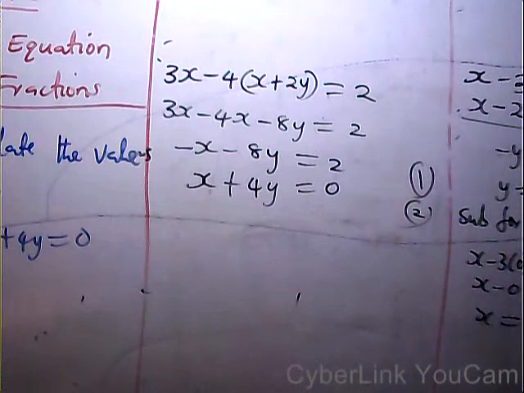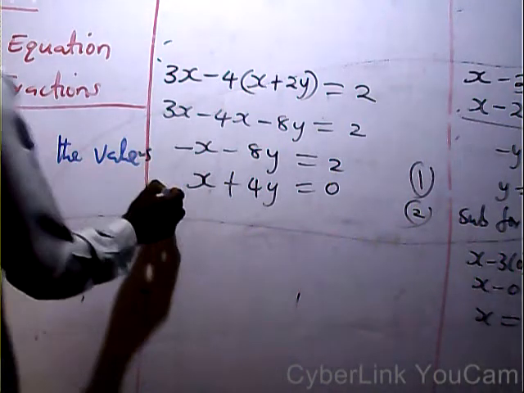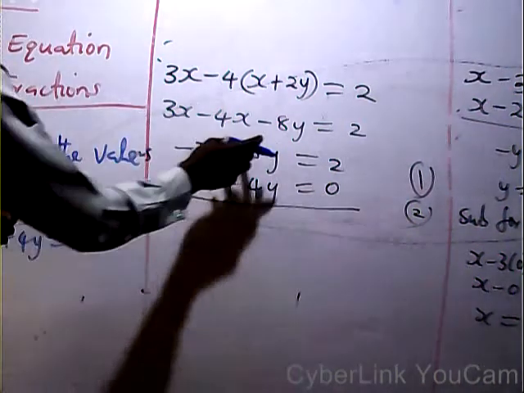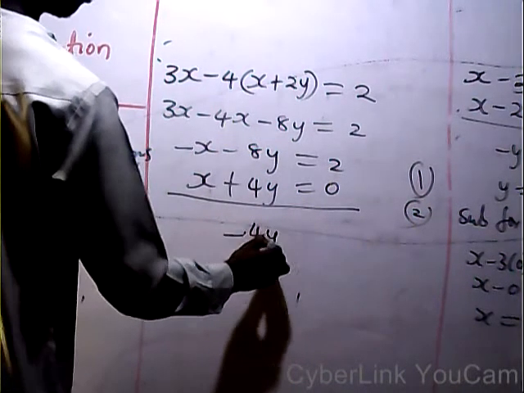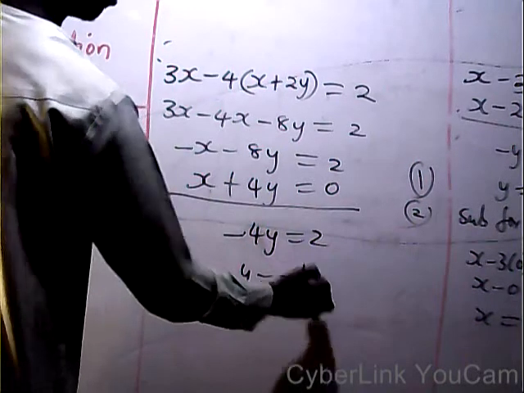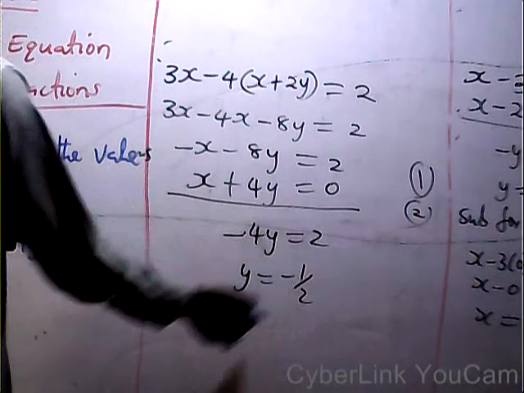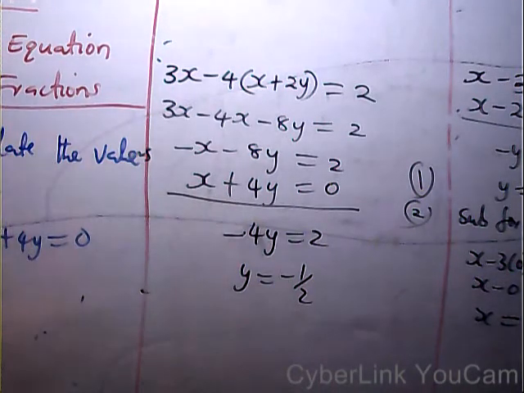So you can solve them simultaneously. And the best method is to use the elimination method. Because this one is having minus x, this one is having plus x. I can easily add them and they will vanish. So if I add this together, we have minus 4y is equal to 2. So y will now be equal to minus 1 over 2, or minus 2 over 4, or 2 over minus 4, which is the same thing as minus half. So that is the value of y.